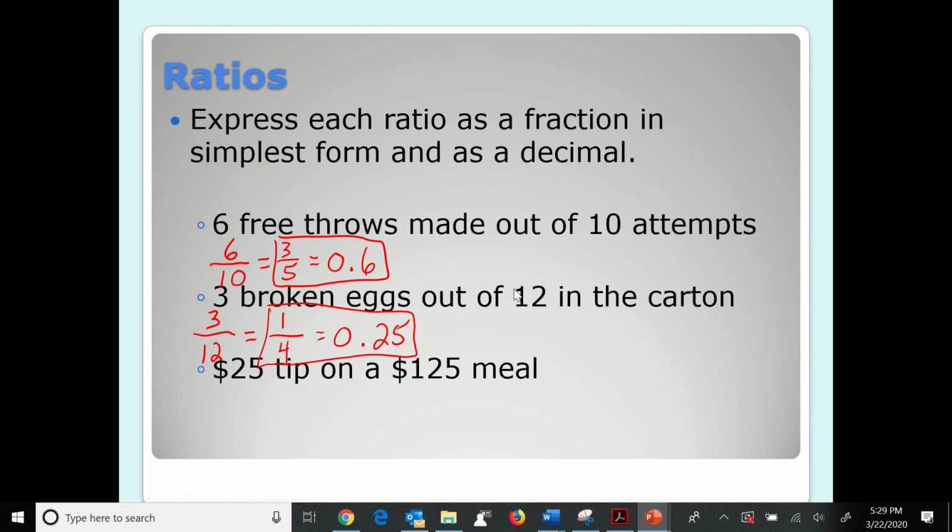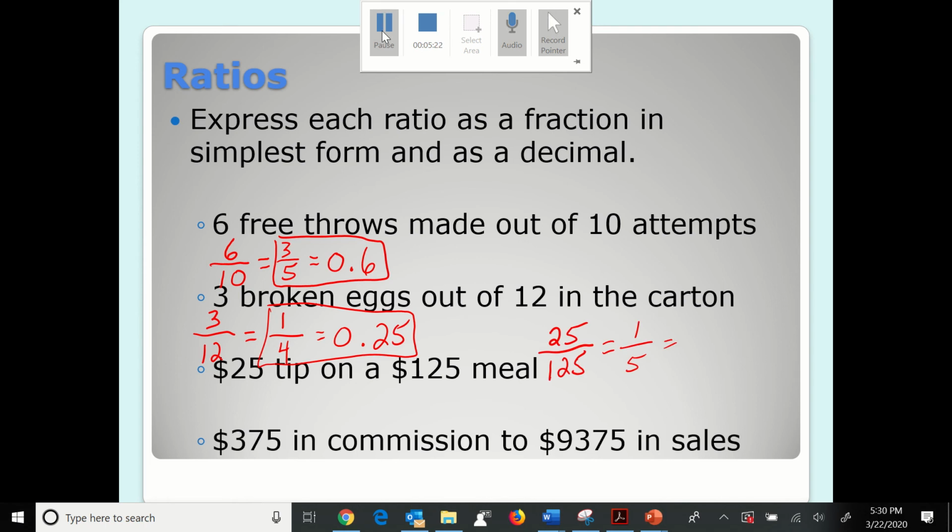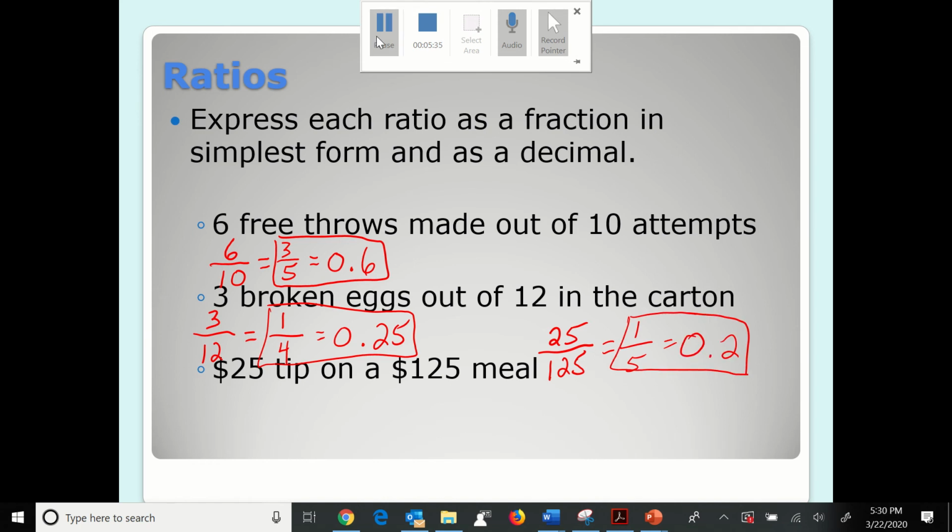Try this one. $25 tip on a $125 meal. What is that ratio as a fraction in simplest form and also as a decimal? Pause the video now. Well, 25 divided by 125 is 1 to 5, or 1/5. Another way to think about this is for every $5 of food, you paid $1 in tip, which is 0.2 as a decimal, or 20%. So you paid a 20% tip.